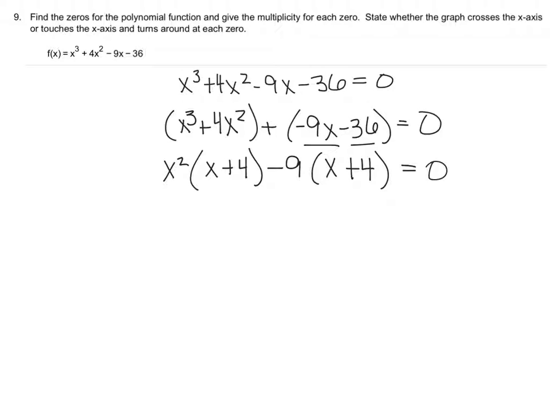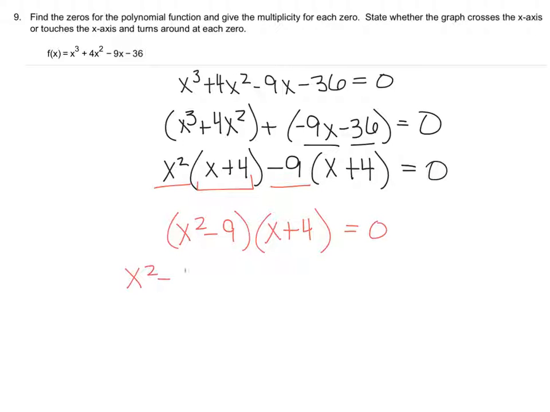Lastly, we're going to list our factors, and in order to do that, I'll take the values in front of the parentheses. So we have an x squared minus 9, and that will be one factor. And then the second factor is going to be the repeating expression in my parentheses. So that will be the x plus 4 factor. Then I'll set each factor equal to 0 and solve for x.